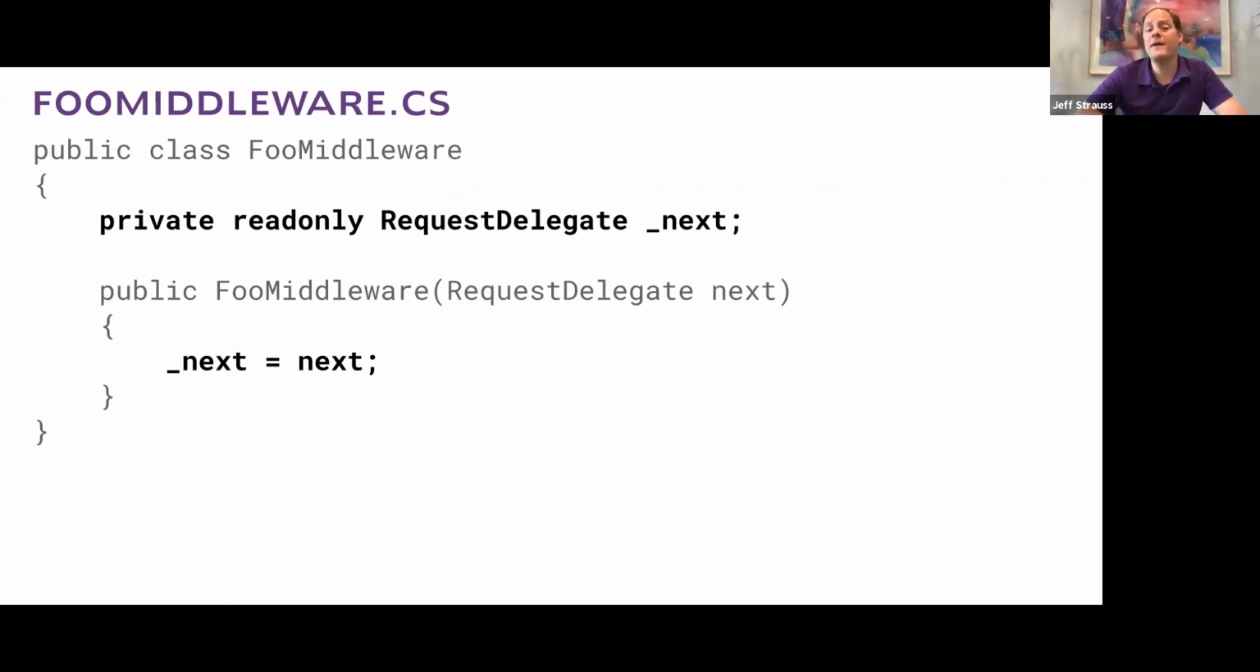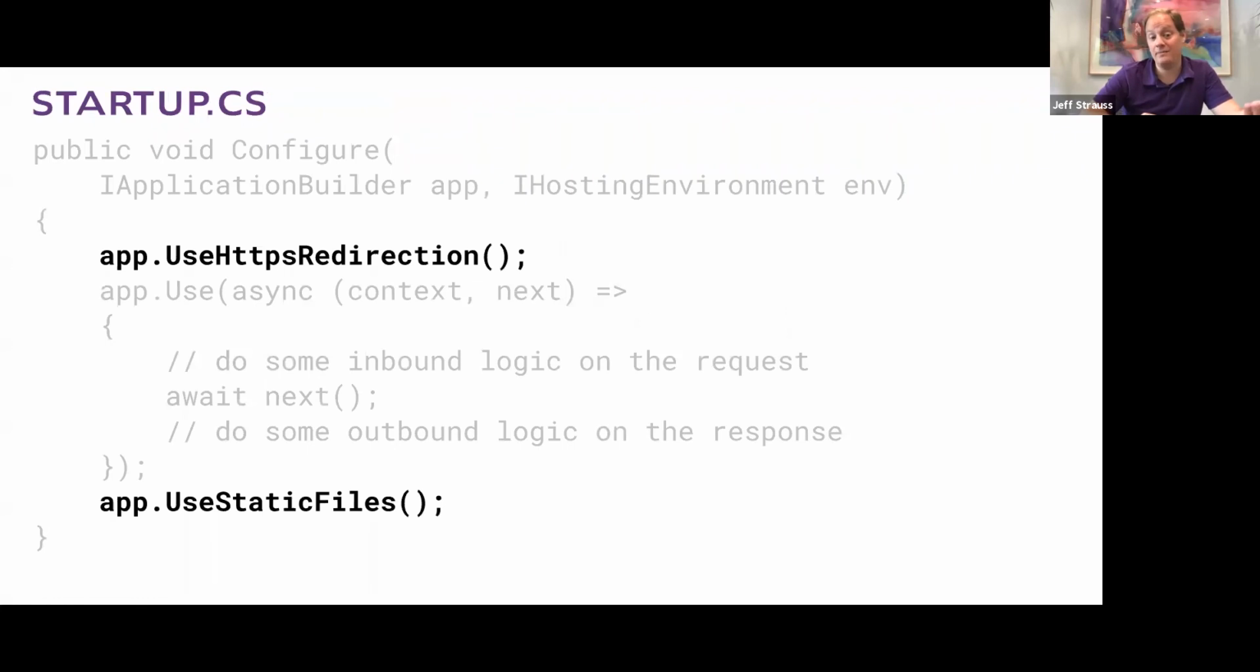So let's make a foo middleware class. Look how simple this actually turns out to be. We need only a couple of things. First, it's going to have a read-only request delegate. That request delegate, again, serves as the pointer to whatever is going to be next in the pipeline once we configure a pipeline. So when I have next at runtime, in the case of, say, this guy, next is going to represent my static files middleware.